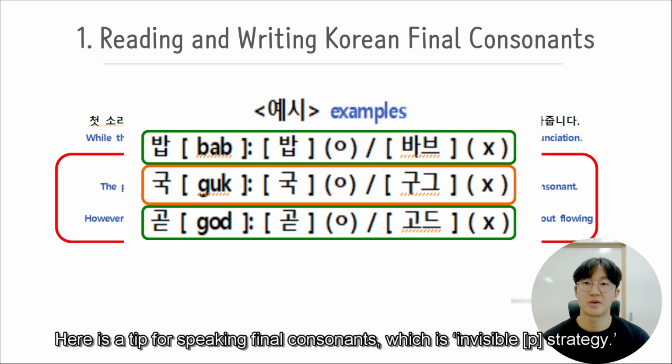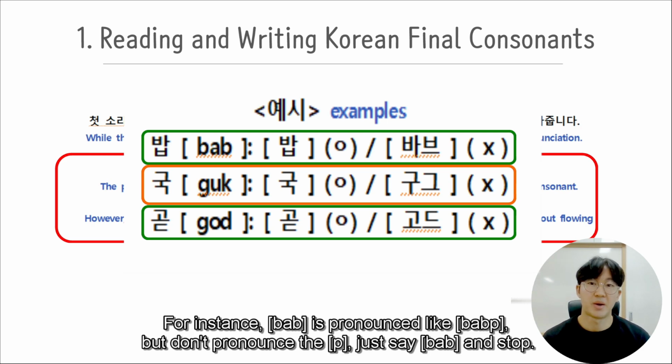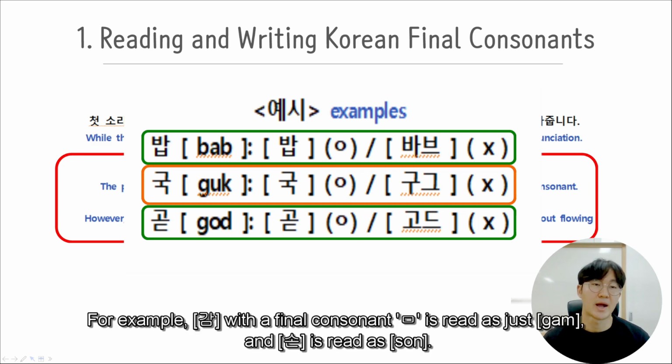Here is a tip for speaking final consonants, which is the invisible P strategy. Imagine there is a P at the end of the word when pronouncing a Korean final consonant. For instance, pop is pronounced like pop, but don't pronounce the P. Just say pop and stop. And except for the sounds k, t, b in final consonants, other final consonants are pronounced similarly to English. For example, 감 with the final consonant 미음 is read as just 감, and 손 is read as 손.